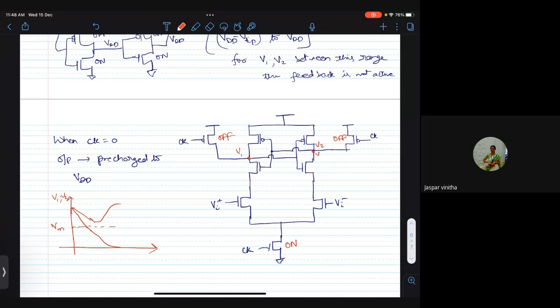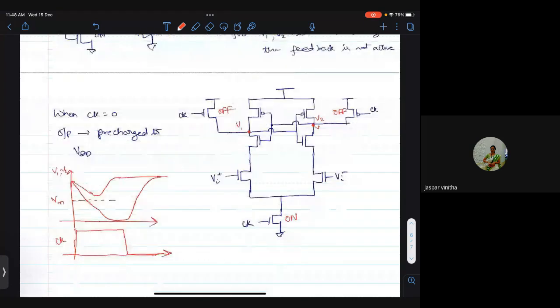In the next cycle of the comparison, once the clock goes to 0 again, the pre-charge gets activated and both the nodes get then charged to VDD. Okay, so this is for clock is 1, and when the clock becomes 0, again it gets pre-charged to VDD. Okay, so in this way, this circuit basically allows you to take the difference between Vi plus and Vi minus by making use of the positive feedback of the inverters. Okay, this is clear, very simple circuit.